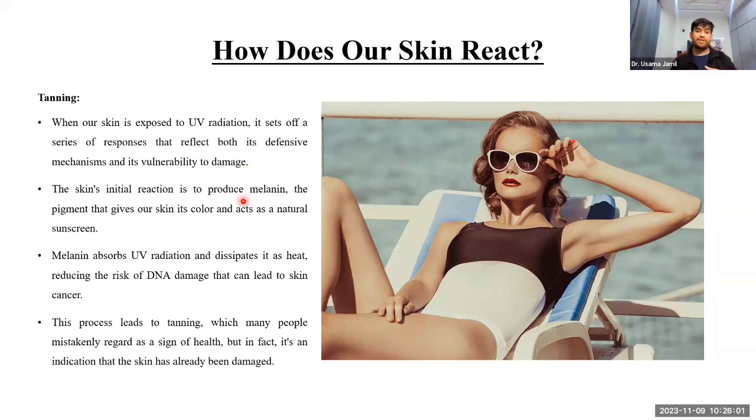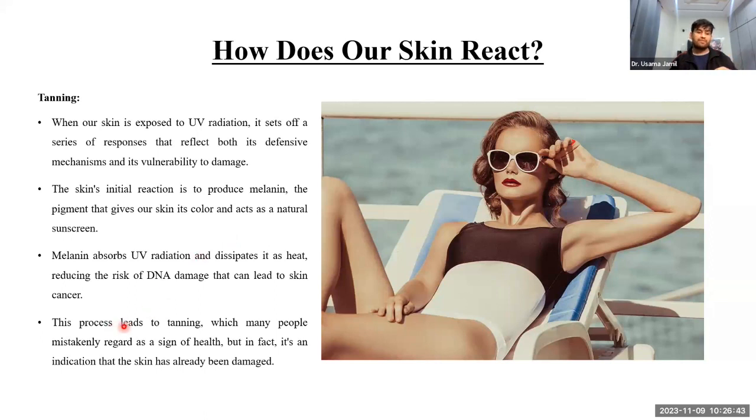The skin's initial reaction is to produce melanin, the pigment that gives our skin its color and acts as natural sunscreen. Melanin absorbs UV radiation and dissipates it as heat, reducing the risk of DNA damage that can lead to skin cancer. Our skin cells called melanocytes create melanin, a protective pigment that absorbs UV light, and this way the UV light is not able to penetrate deep and cause damage to the DNA of the exposed area.